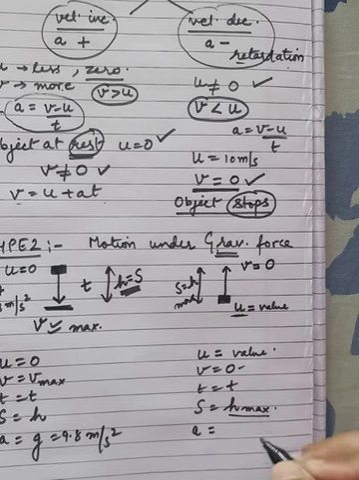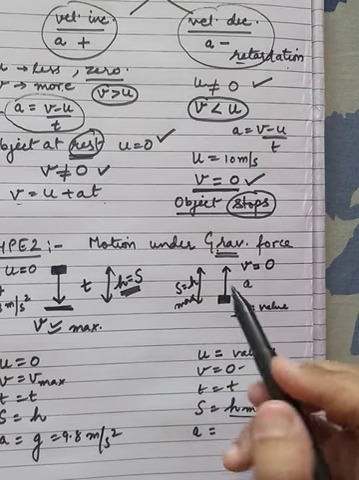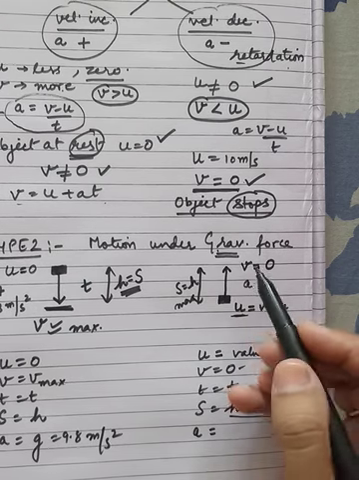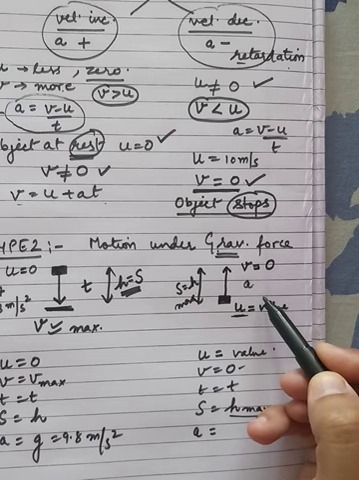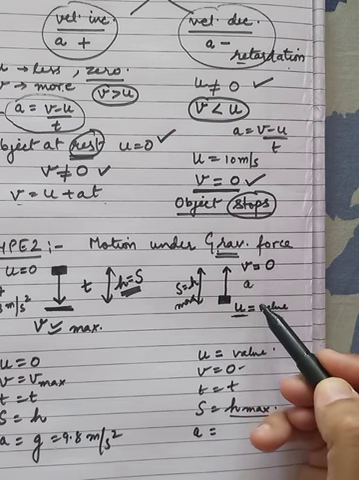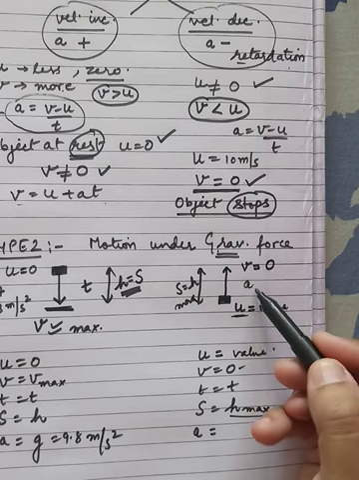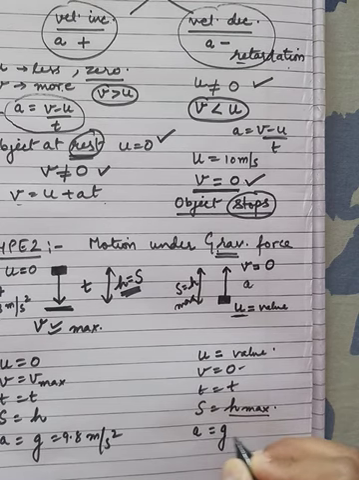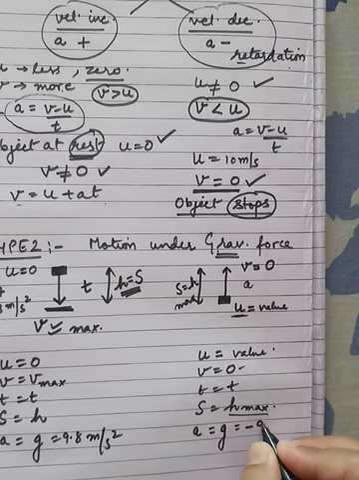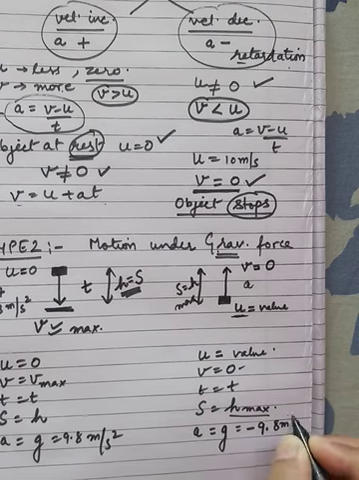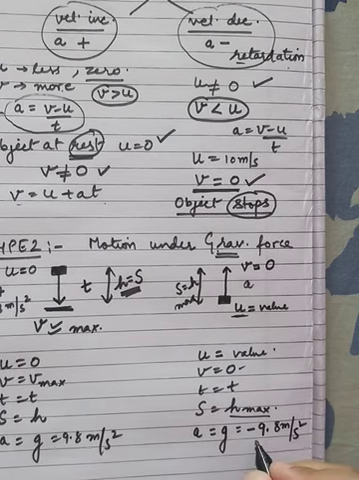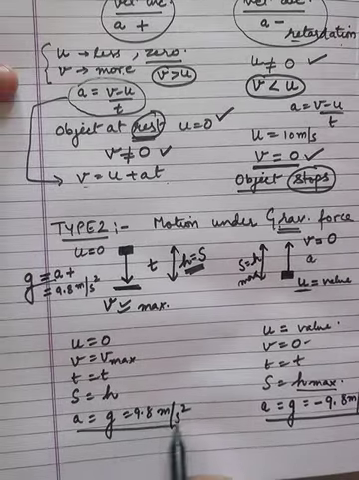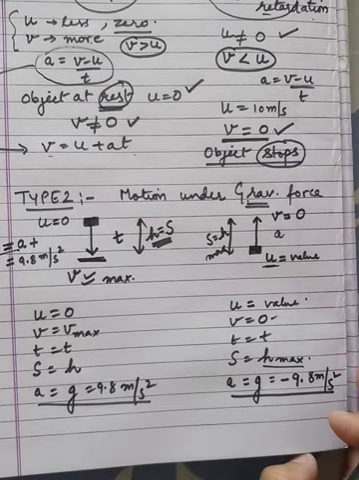What about acceleration? In this case, acceleration is against the gravitational force, so it will be considered negative. Our velocity was increasing downward, but when we are going up, velocity is decreasing, so the acceleration value remains the same, but it will be negative. So a is equal to g, but it has the value minus 9.8 meter per second square. In this case it will be negative, in the earlier case it will be positive.